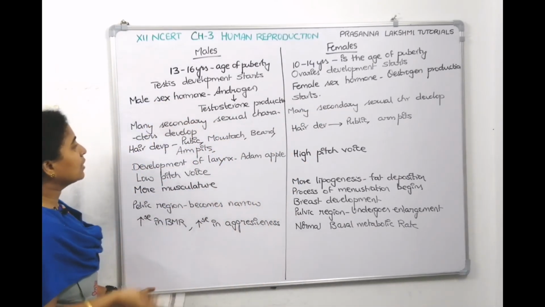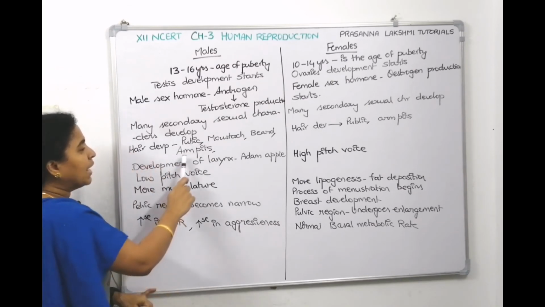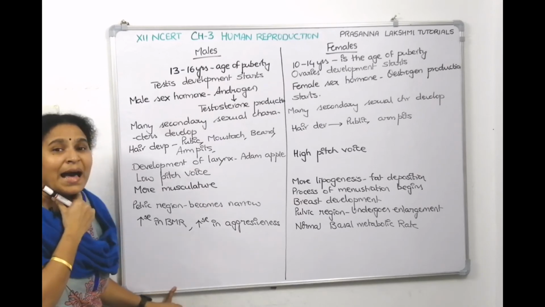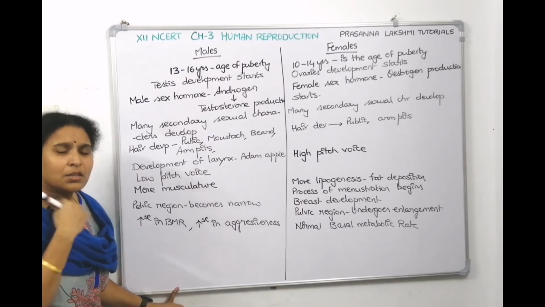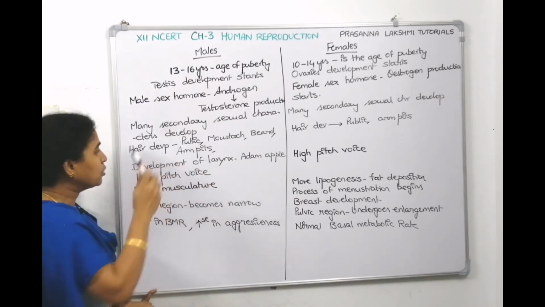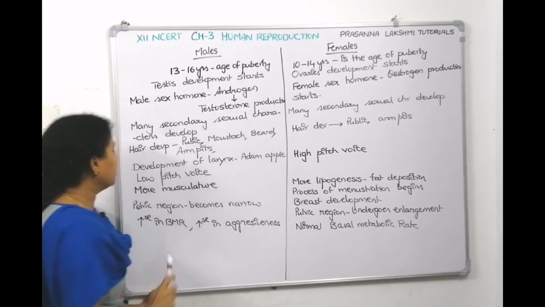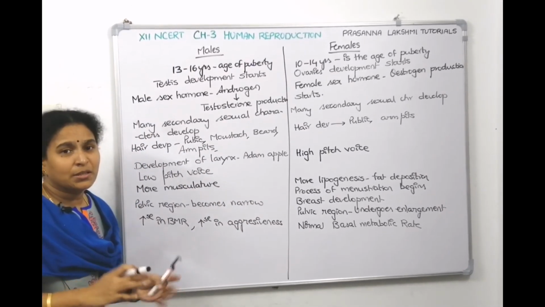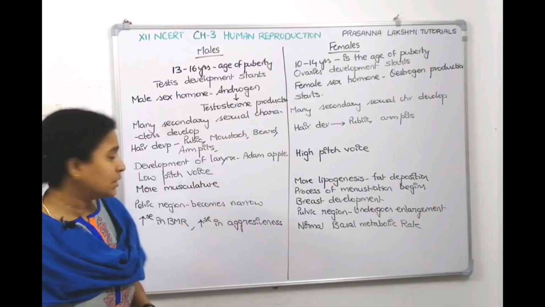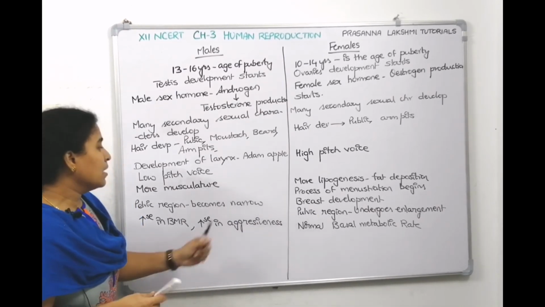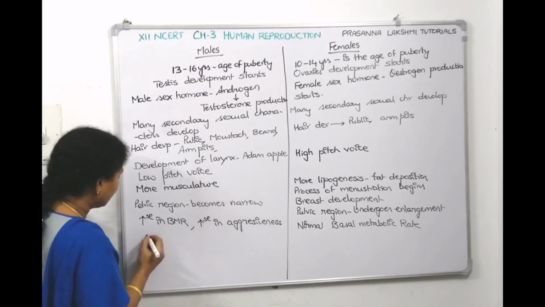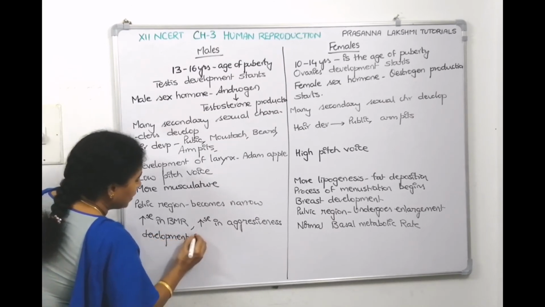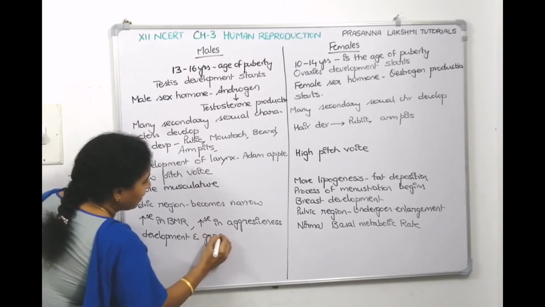The male secondary sexual characters: pubic hair development, underarm hair development, mustache formation, beard formation. Their larynx will become thicker because of that. The voice will become low pitch voice. Adam's apple will be prominent. More musculature will be there. Pelvic region becomes narrow because they don't require to sustain the embryo inside. Then increase in BMR, increase in aggressiveness, and development and growth of penis will happen.